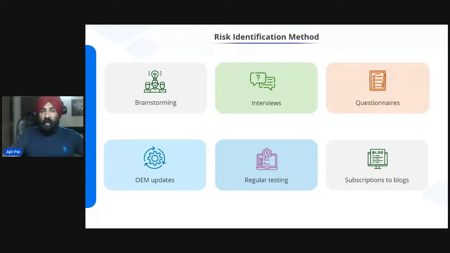So I would call it a brainstorm, because I have been a part of 10, 15 risk assessment methods during my career. I was a risk owner also, and I even worked in the role of auditor. Brainstorming interviews are very commonly used, and regular testing and OEM updates can also help you find risks over a period of time. But always remember, risk analysis is a periodic process. It's not a one-time activity.